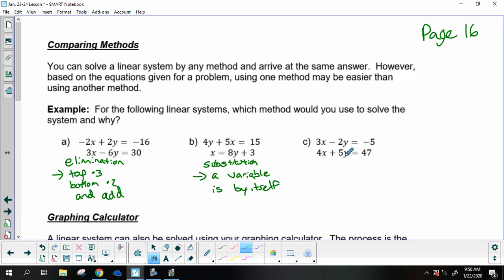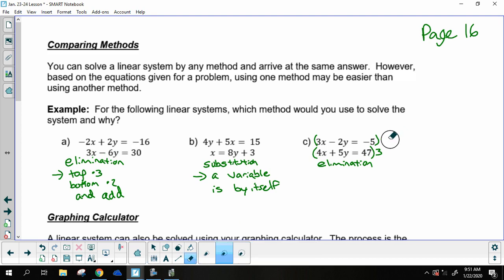And then for this one, I don't think I'd graph for any of these. This one I'd probably also use elimination. No variables by itself, no y's by itself. I could multiply the top by 4 and the bottom by 3, and then subtract. I could multiply the top by 5 and the bottom by 2, and then add. I kind of like that better. So 5 and 2, because then the y's would cancel out. But elimination is usually going to be the best method.